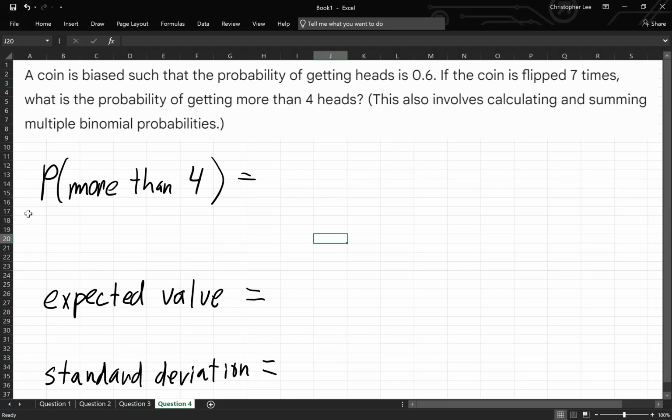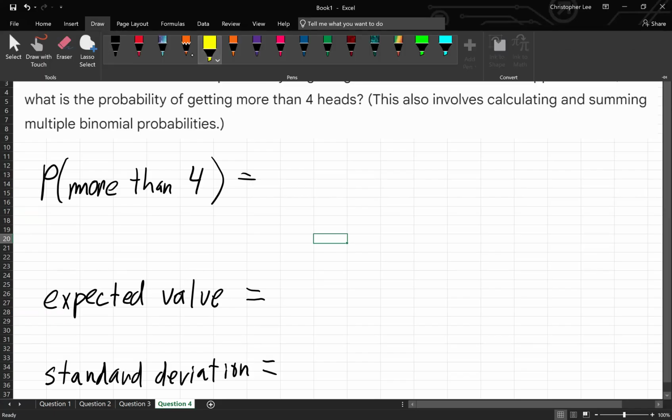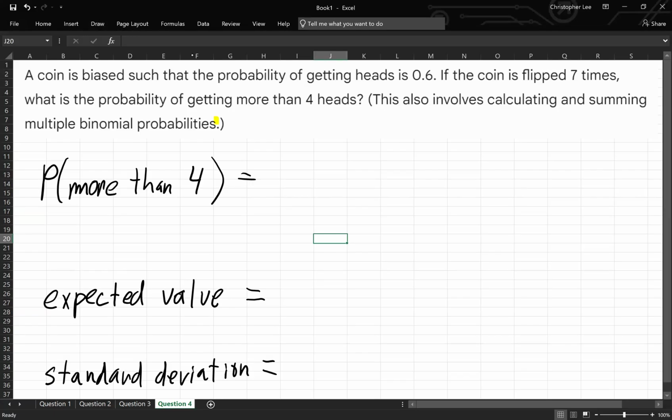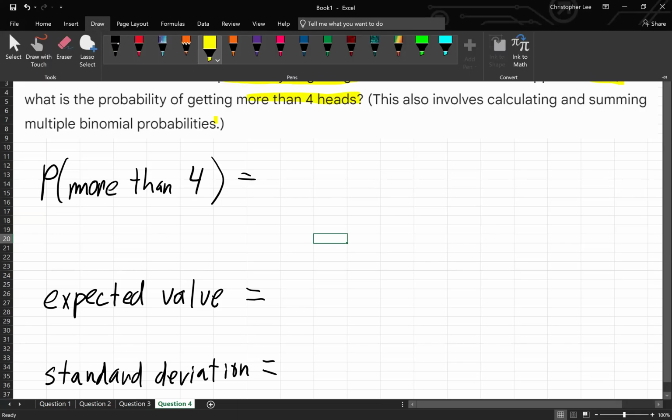All right, good. So let's take a look at this, right? They want to know the probability of more than 4. Let's take a look at what we have. What was I given in the question, right? So I was given that the coin is being flipped 7 times, right? I'm given that the coin is biased, right? And the probability of getting a head is 0.6, right? And then they want to know what is more than 4 heads, right? So just to be sure, right?